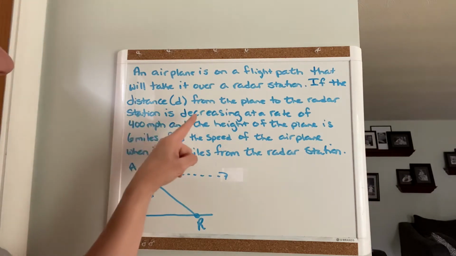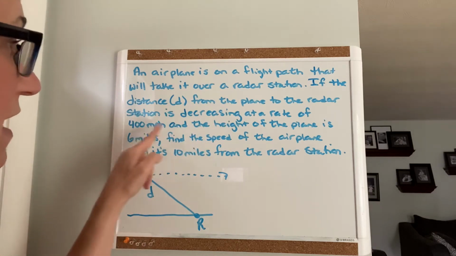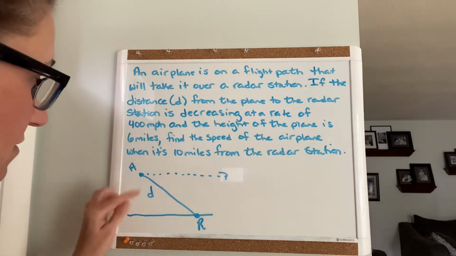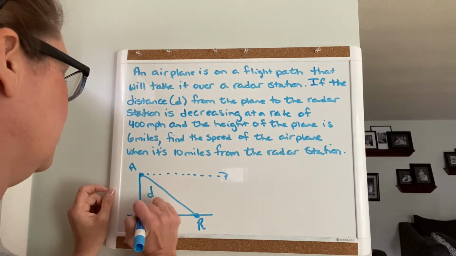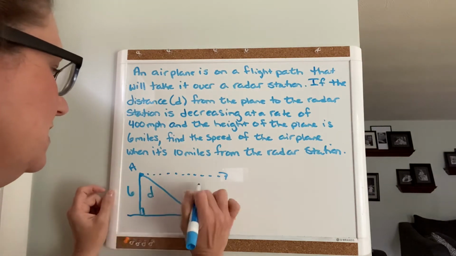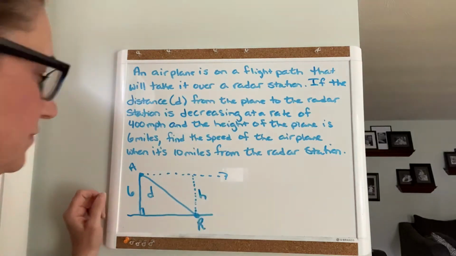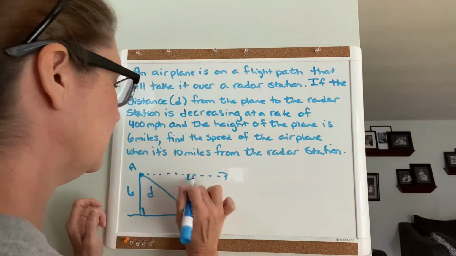It is decreasing at a rate of 400 miles per hour. We'll come back to that after. And the height of the plane is 6 miles. So I can draw the height here and here. Doesn't matter where you draw the height. So the height of the airplane right here is 6 miles. I can also draw the height over here. Either way, this is also perpendicular.